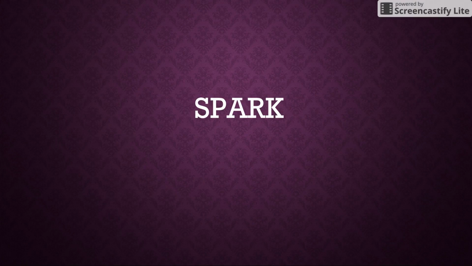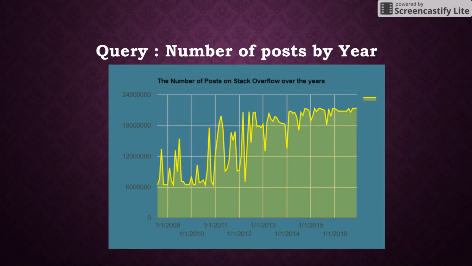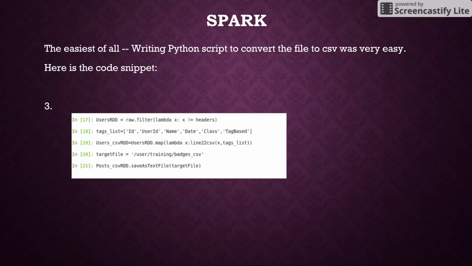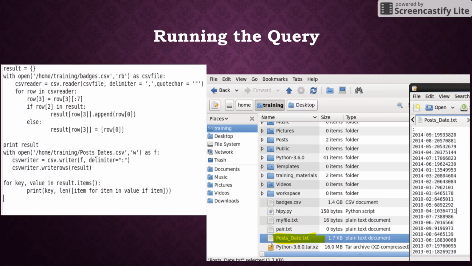Yes. Spark. The question that I've answered with Spark is the number of posts by year, and that starts from 2009 and goes till 2016. I've used PySpark, which uses Python code, and this is the RDD that I've written. I've used lambda functions to take the file that I have and use the RDD to convert it into CSV, then load it and save it onto my desktop.